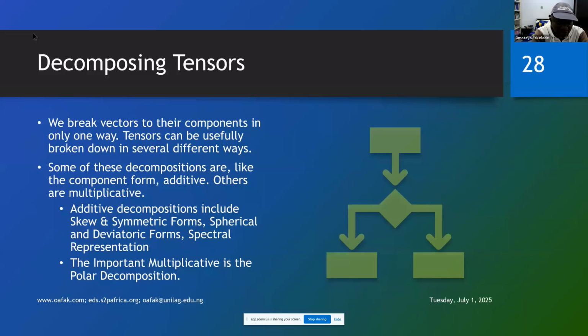Some of these decompositions, like the component form, are additive. Some of them are multiplicative. That is, you can break a tensor into 2 components, and the original tensor is the product of the components rather than just the addition of the components. When it is like that, you say that the decomposition is multiplicative.